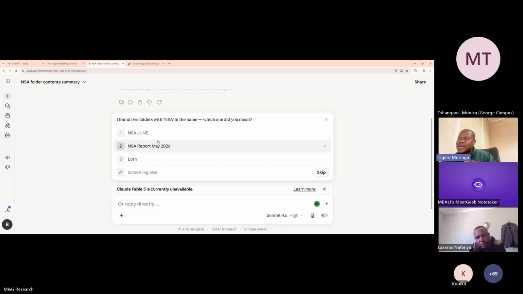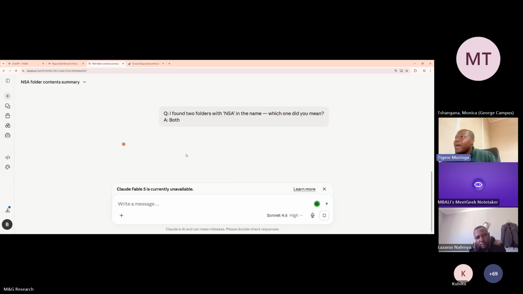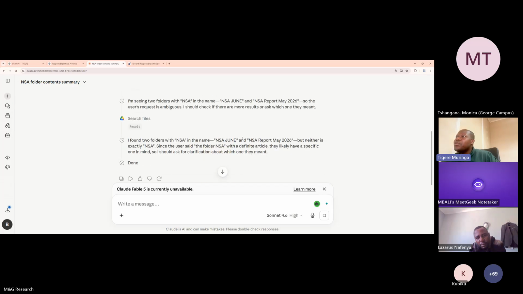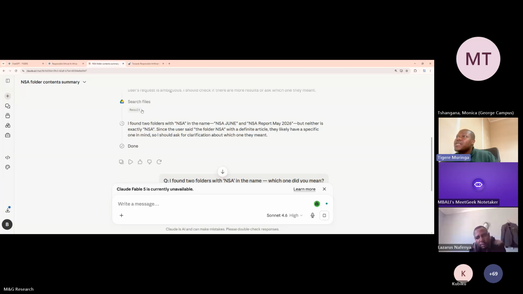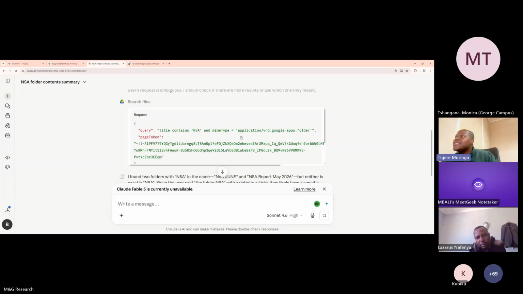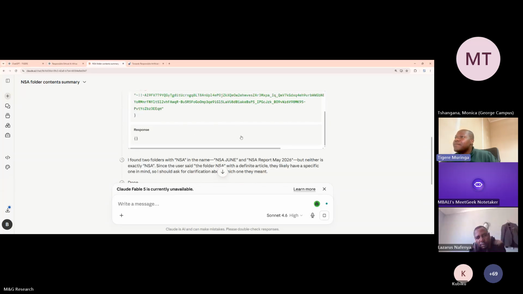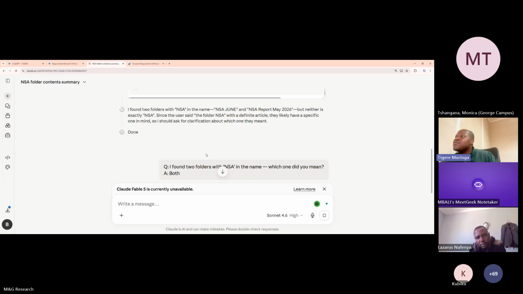So what does this tell you? It tells you that what has happened here, if we click here, what it was doing, it searched the entire drive, right? I'm going to say both, right? I found 2 folders. Now it's running. Before it got to, let's look here. It ran through the entire Google Drive looking for these 2 folders.